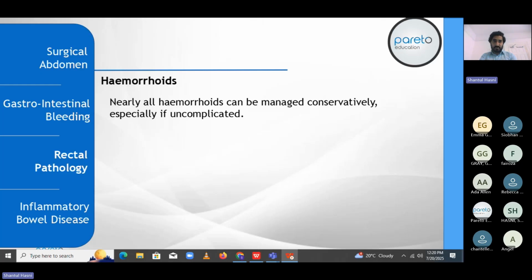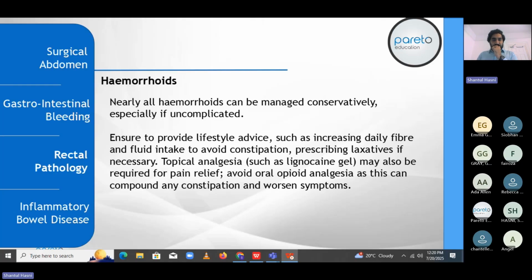The bleeding usually stops. Previously, there was a role for flavonoids, but recent studies showed that flavonoids usually don't help. Stevias, those sweeteners, herbal teas, they usually don't help. Ensure you provide lifestyle advice, daily fiber intake, and topical analgesia, lignocaine gel, if they are thrombosed and causing pain.